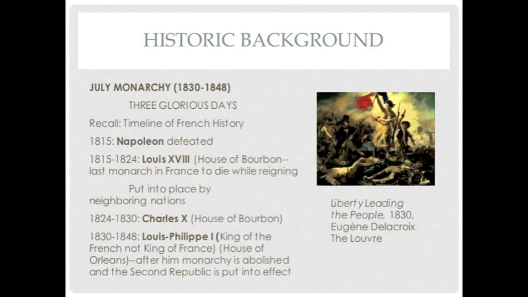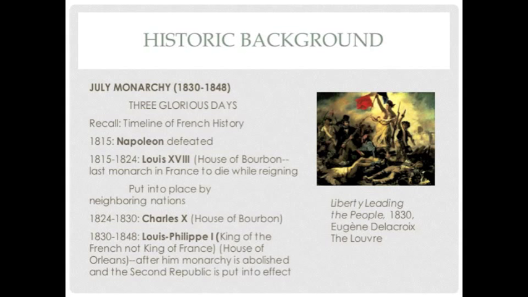The July monarchy was between 1830 and 1848. If you recall the timeline of French history, in 1815 Napoleon was defeated. From 1815 to 1824, Louis XVIII was put into place by neighboring nations. He was from the House of Bourbon, and he was the last monarch in France to die while reigning.